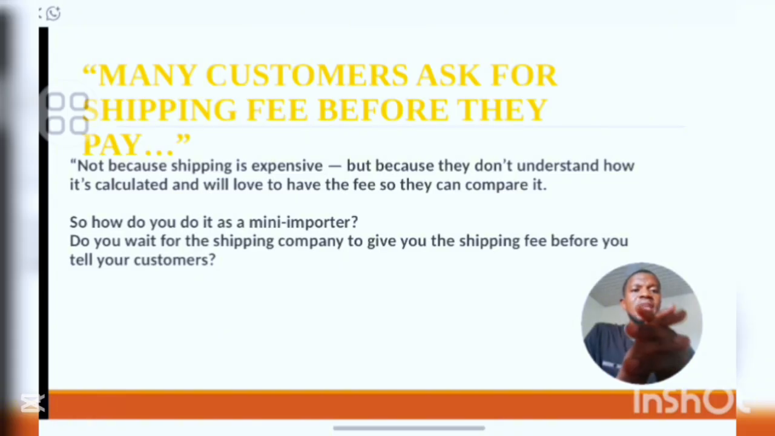You see, many customers ask for the shipping fee before they pay. Nowadays that has been the routine. They will always want to ask for the fee that the shipping company is going to charge them, or the fee that they will pay when the goods get to Ghana. Not because shipping is expensive, but because they don't understand how it's calculated, and would love to have the fee so that they can compare.